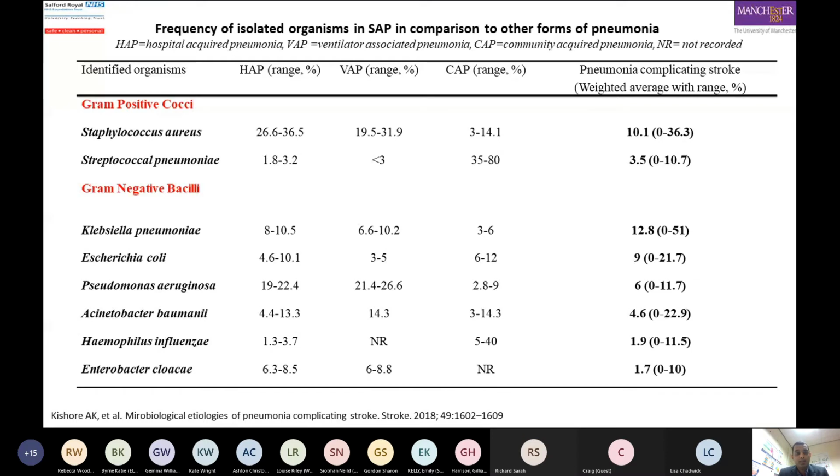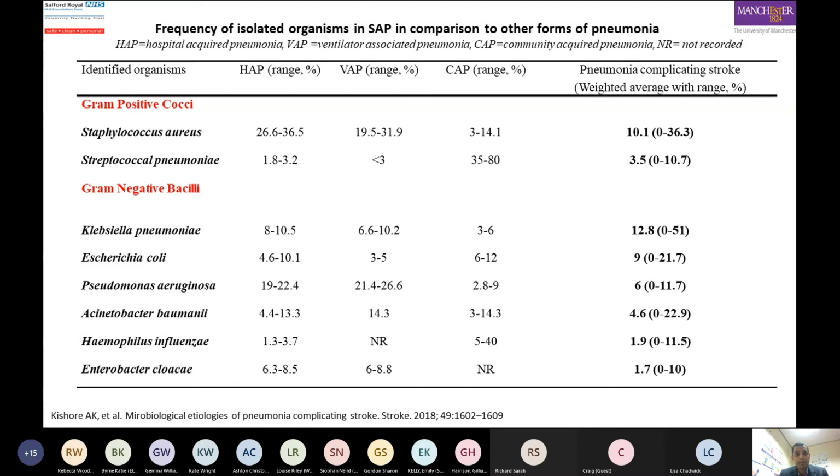We then looked at and compared these top 8 organisms against those which were found in hospitalized community-acquired pneumonia, as well as in HAP and VAP. So when you look at what the bugs are there in community-acquired pneumonia, Strep pneumonia accounts for more than 50%, sometimes up to 80% of all cases of community-acquired pneumonia.